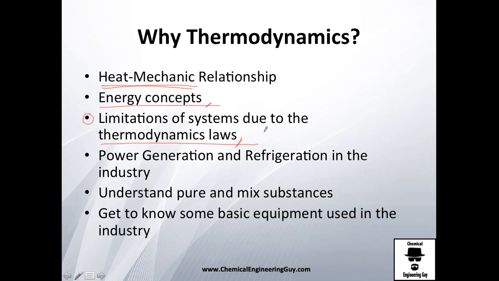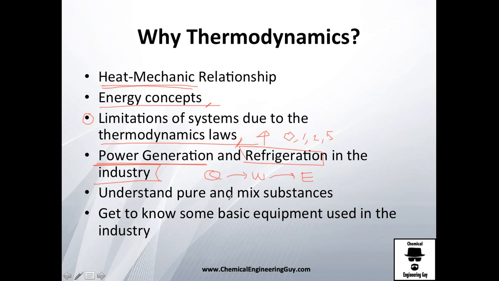We have at least 4 laws: 0, 1, 2, and 3. We need to see a lot of power generation, especially electricity, or more how to interact with heat. We can transform it into mechanical work, and mechanical work we can transform into electrical energy. And of course refrigeration, which is a very important industry, especially in the food industry and many other chemical processes that involve low temperatures.